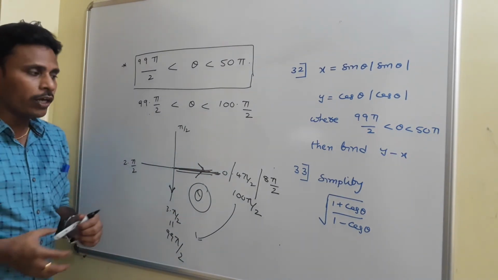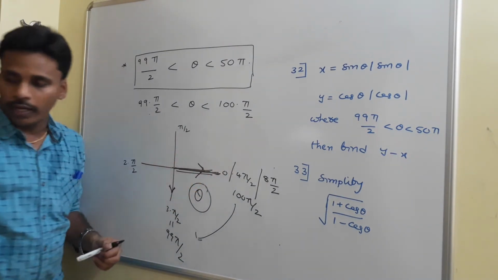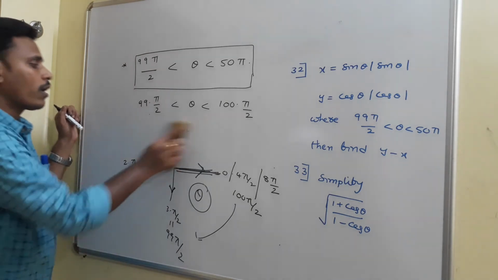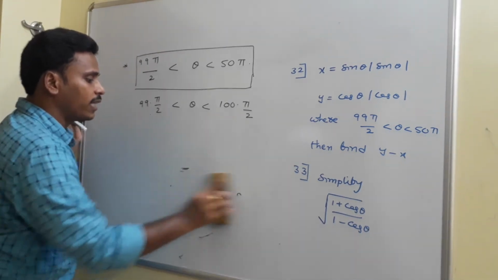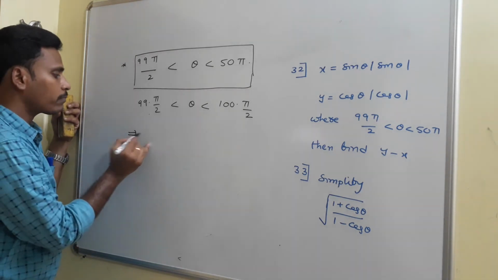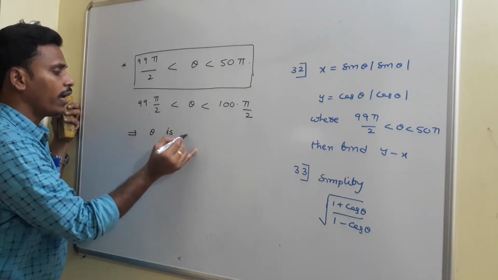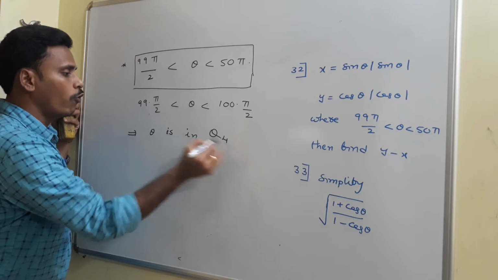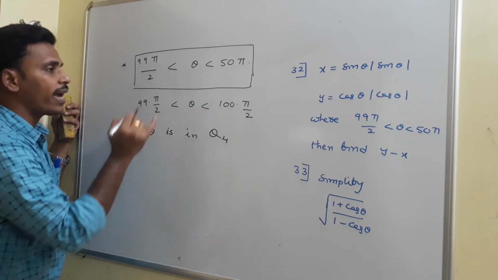And now what I am going to tell you is, I am going to erase this for the space concern. If you look, 99 pi by 2 less than theta less than 100 pi by 2 will give us that theta is in the fourth quadrant, Q4. And I need to think about sine and cos.